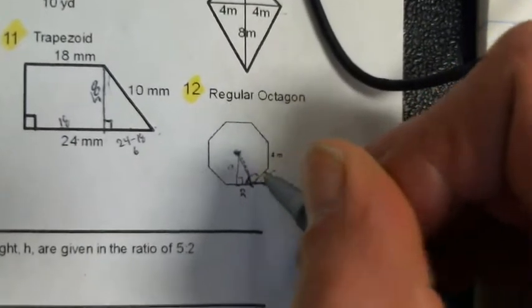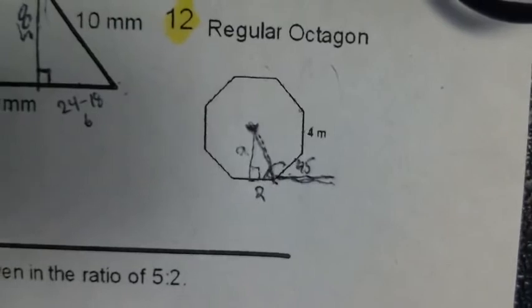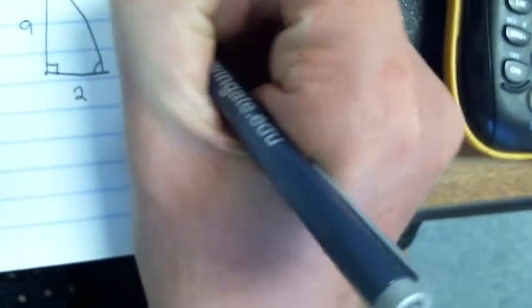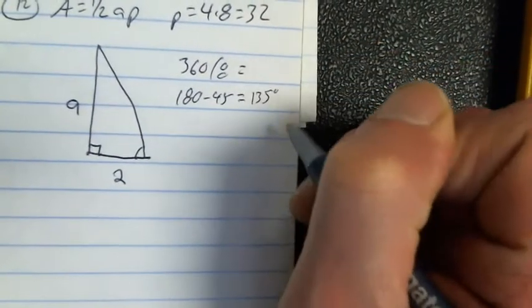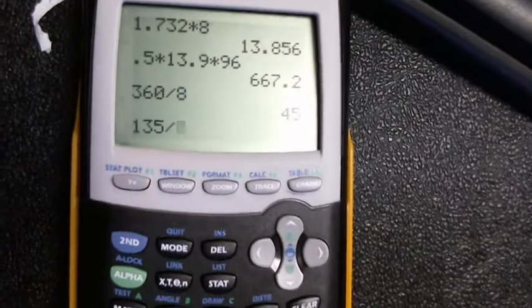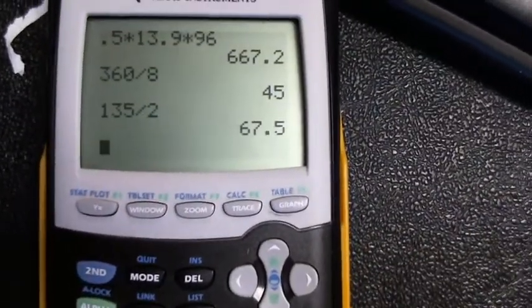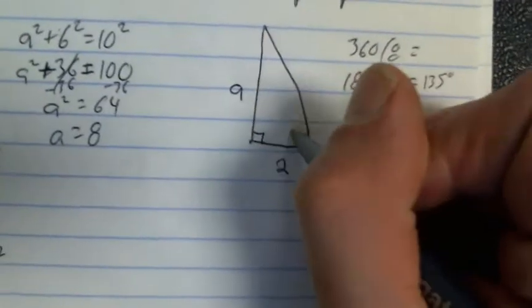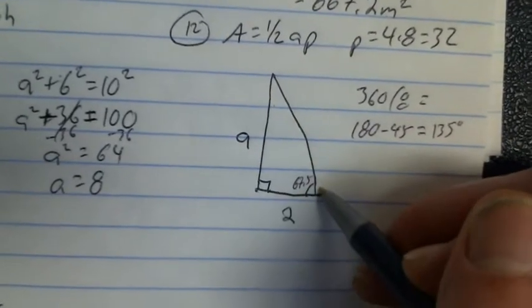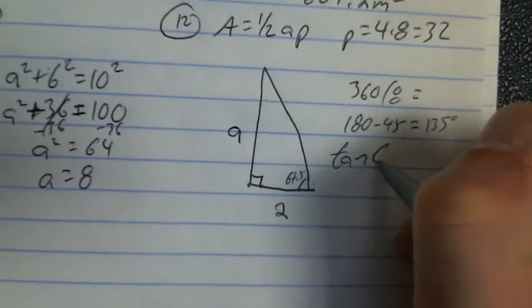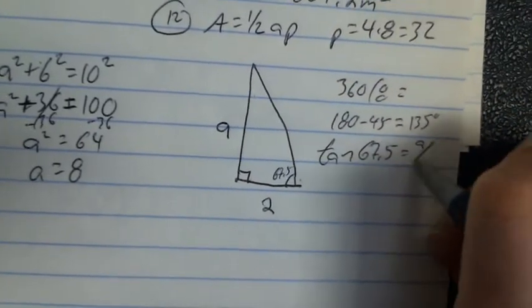45 outside. The rest is going to be 180 minus 45, which is 135. So if all this is 135, we need half of it. 135 divided by 2 is 67.5. We have opposite and adjacent to this angle. So we know the tangent of 67.5 degrees is A over 2.